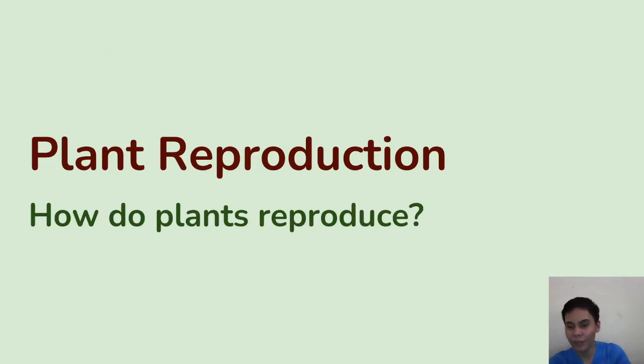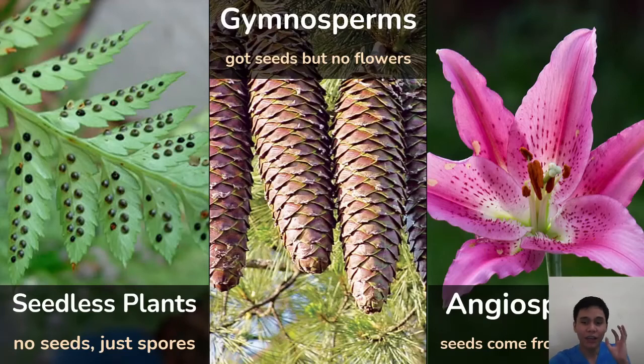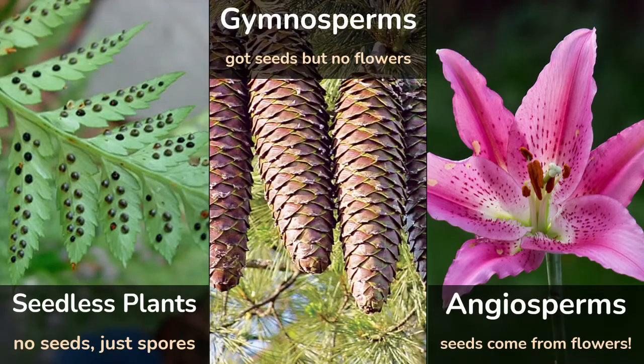So plant reproduction is what we'll talk about next. So how do plants reproduce? So we have many types of plants. So we have seedless plants, so no seeds, just spores. We have gymnosperms, and we have angiosperms.